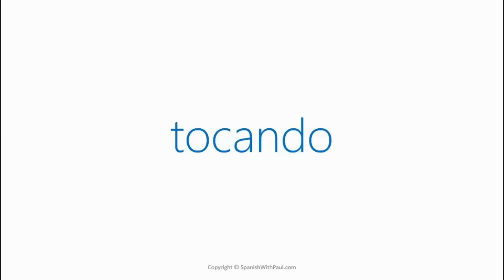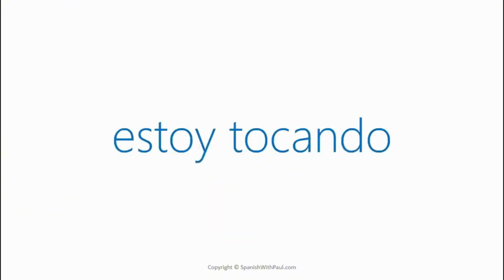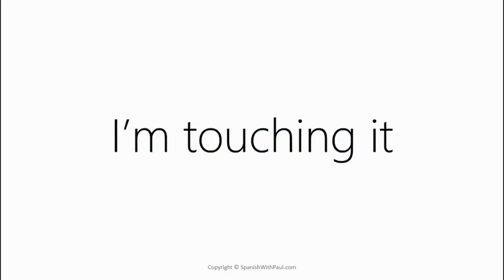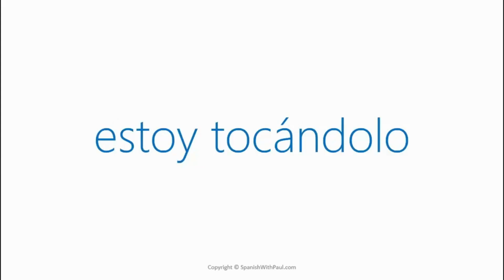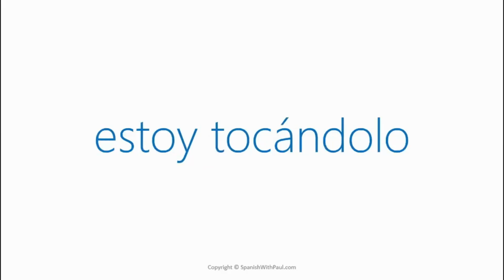Let's try some more. Let's get some more practice. What's the verb to touch? Tocar. Touching. Tocando. I am touching. Estoy tocando. Now let's make the leap. How would you say I'm touching it? Estoy tocándolo. Notice that the sound didn't change. We already had estoy tocando. So there was nothing more to do than add the pronoun onto the end of it. We went from estoy tocando to estoy tocándolo.